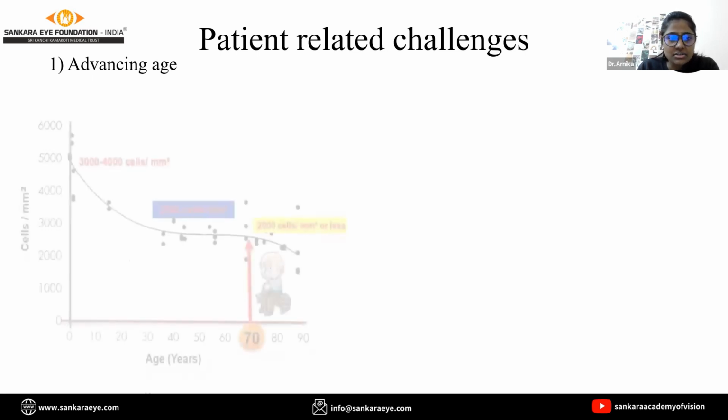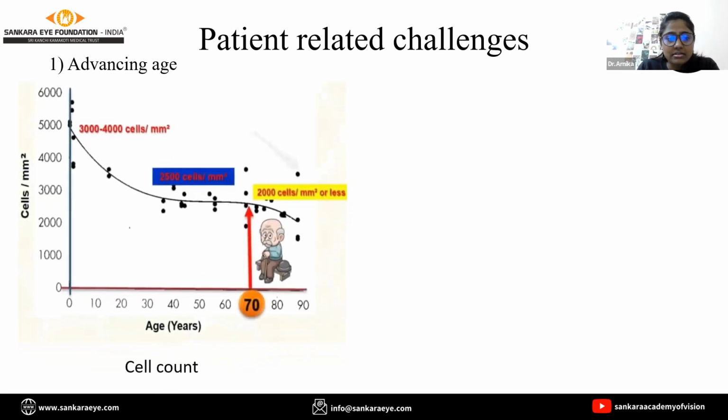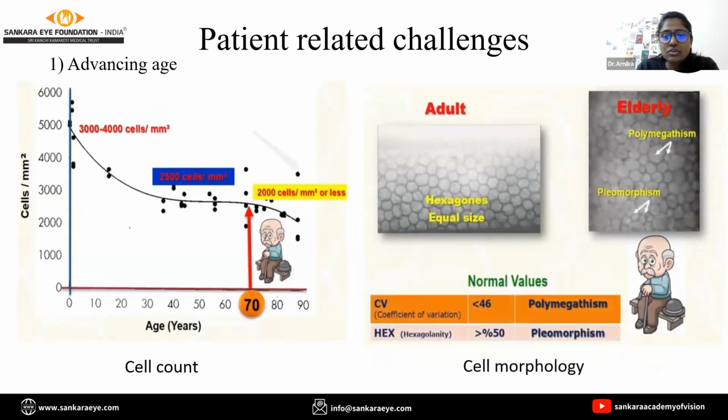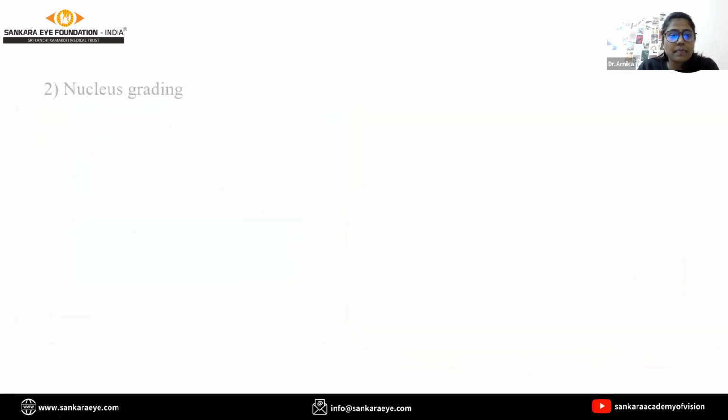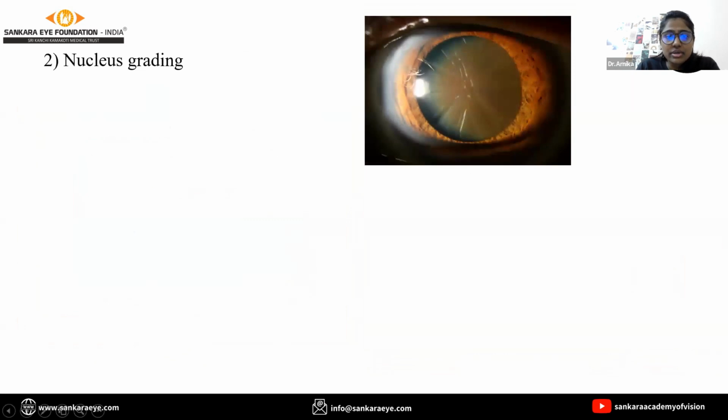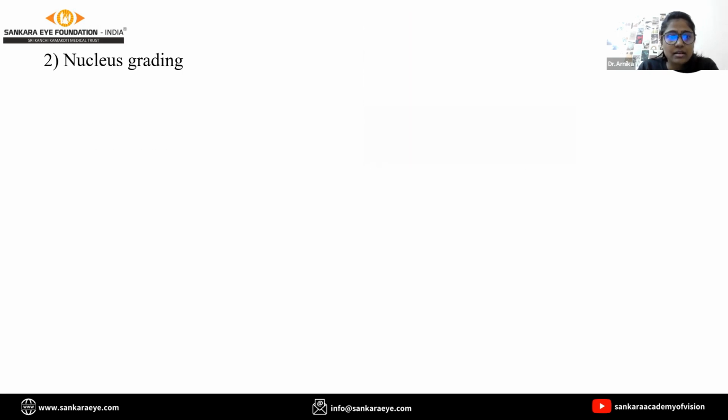First is advancing age. As we all know, endothelial cell density is physiologically reduced in a normal aging eye. But in case of decompensation, it is compensated with pleomorphism and polymegathism. Second is the density of the nucleus cataract. The denser the nucleus cataract, the more ultrasound energy will be required in phacoemulsification. Hence, the nucleus grading should be evaluated properly.